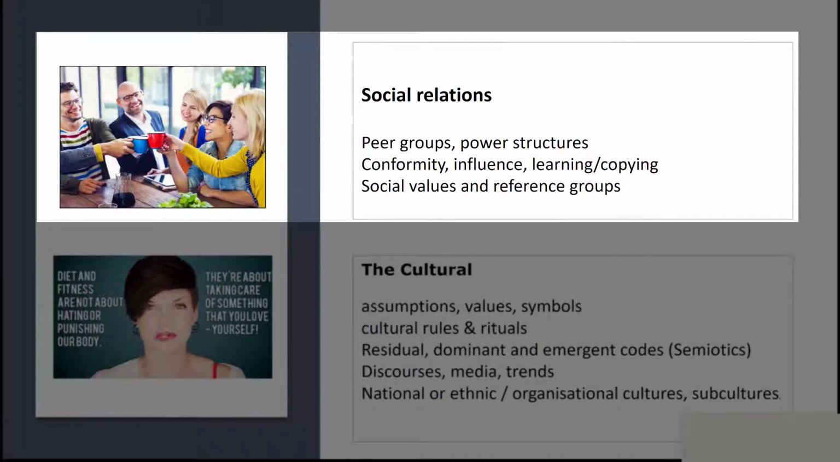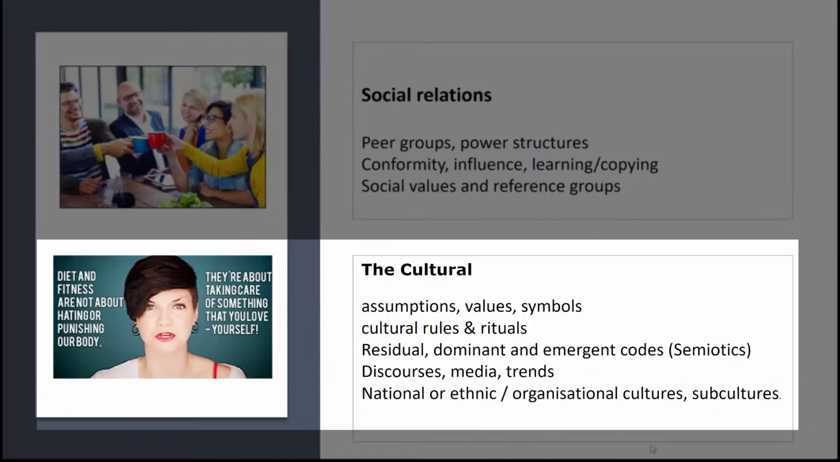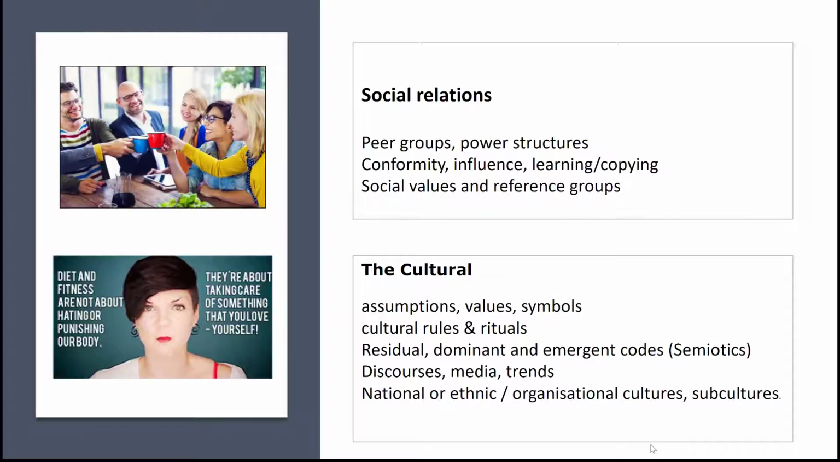Then we think about the social relations. People are much more influenced by peer groups, power structures, and social values than they imagine. And then, of course, there is the cultural. The culture is to us like water is to the fish. It's something we swim in without really being aware of. But the assumptions, the values, the symbols, the trends, all of these, again, affect our behaviour, our values, our attitudes. And by the cultural, we can mean national or ethnic cultures, organisational cultures, subcultures, you name it.